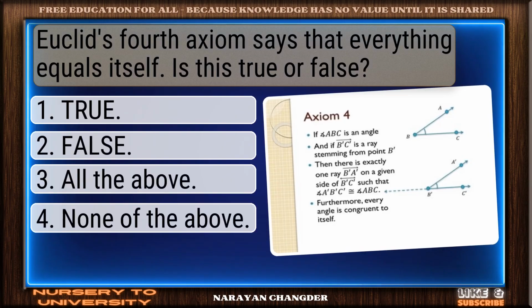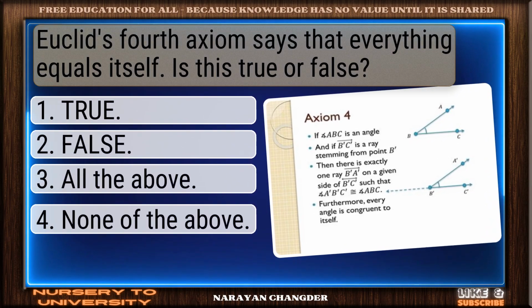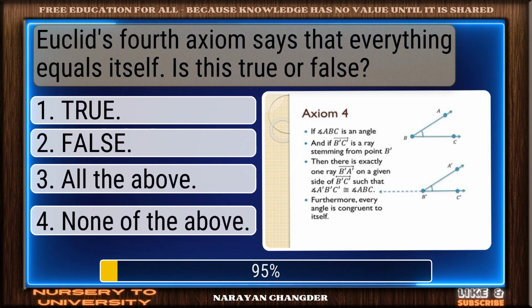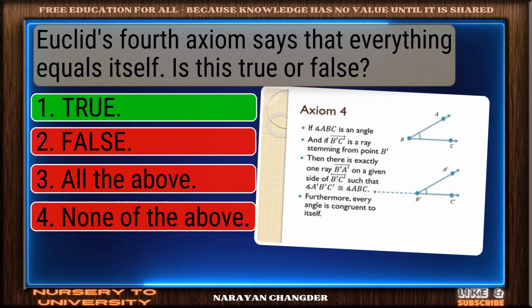Question number 15. Euclid's fourth axiom says that everything equals itself. Is this true or false? Smart move. True is an accurate answer.